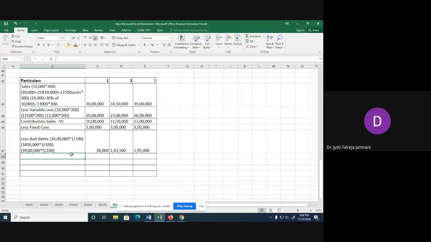You can minus all this and we will get earnings before tax. So 10 lakh minus 3 lakh 30,000, 6,70,000.